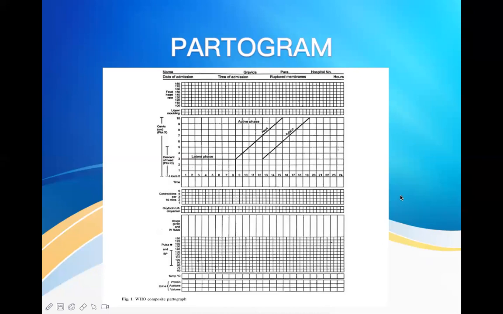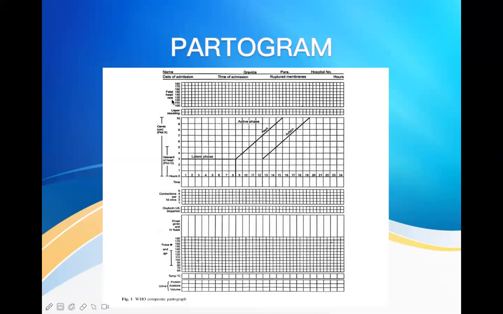Now, I'm not sure whether you can see it or not, but don't worry. In the coming slides, so many times we'll talk about this graph. This whole class is about this graph only. Now see here, there is the name of the patient. This is the gravida and para, the hospital number, which is given to every patient admitted to the hospital, date of admission, time of admission, ruptured membrane, when and how many hours before. These are the important information which is written here after taking a good history.